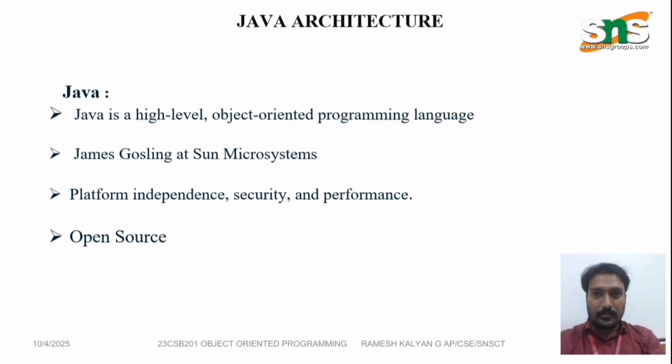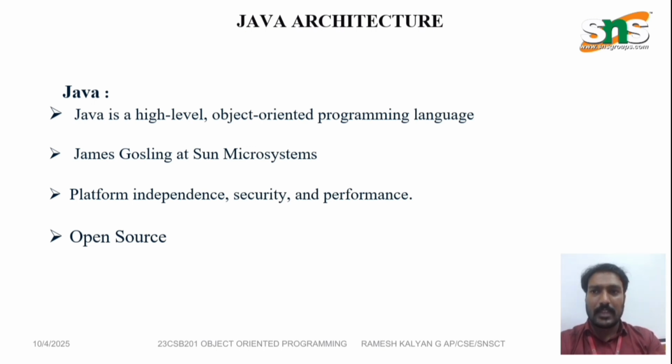Before getting into the Java architecture, we'll see what Java is. Java is a high-level programming language, and it is used most widely. It uses the concepts of object-oriented programming, like encapsulation, abstraction, inheritance, and polymorphism. Java was initially founded by James Gosling at Sun Microsystems. Later on it was acquired by Oracle.